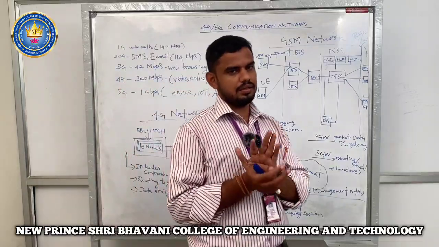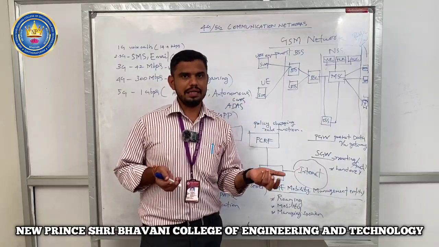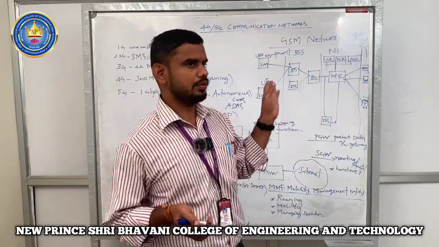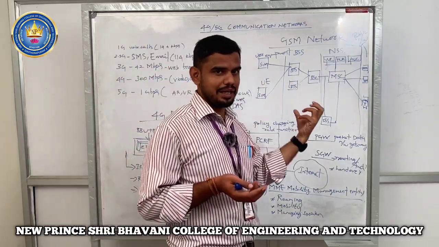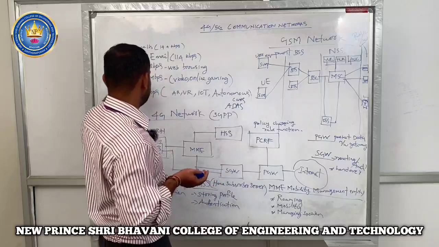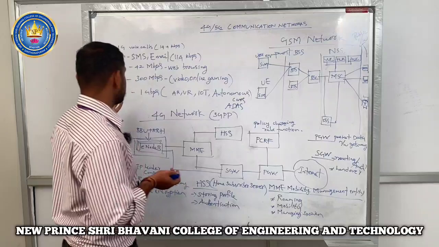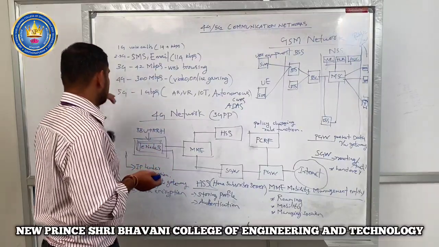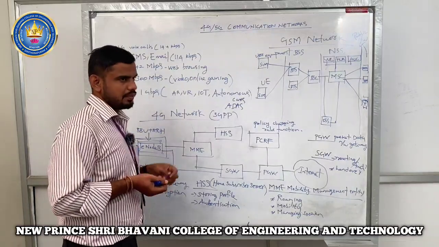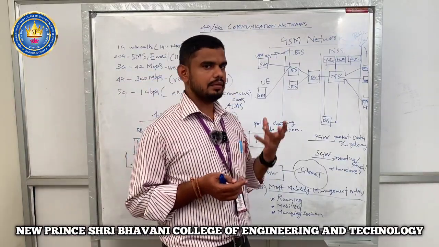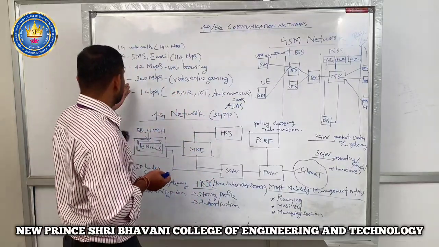So from the 3G network only, we started using net browsing. The third generation network is mainly dedicated for web browsing. The speed of that third generation network is 42 Mbps, better than the second generation network. And next 4G. The speed of the network is 300 Mbps, better than the previous generations 1G, 2G and 2.5G.